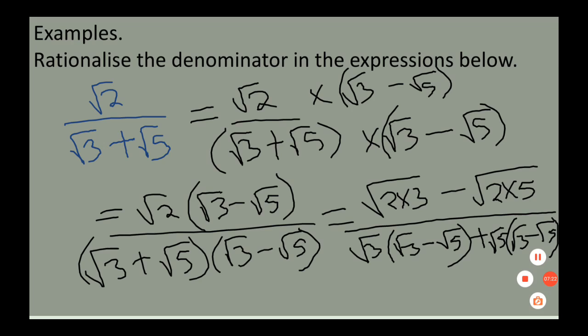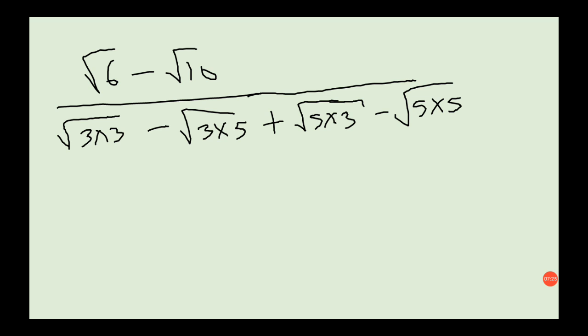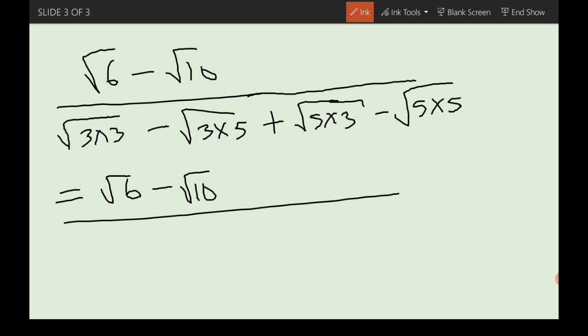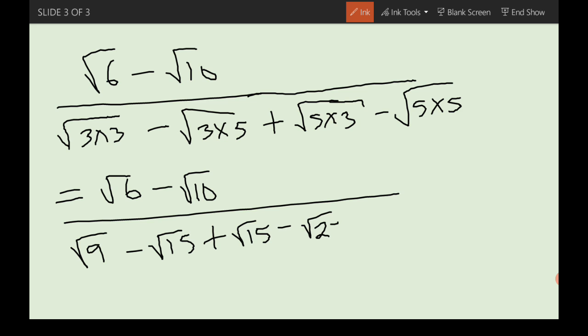In the denominator, when we remove the brackets, this is what we get. And when we reach this step here, we shall simply say that this is the same as root of 6 minus root of 10 divided by root of 3 times 3, that is 9. You can even just write 3 because it is the square root of 9. Then minus root of 15 plus root of 15 minus root of 25.